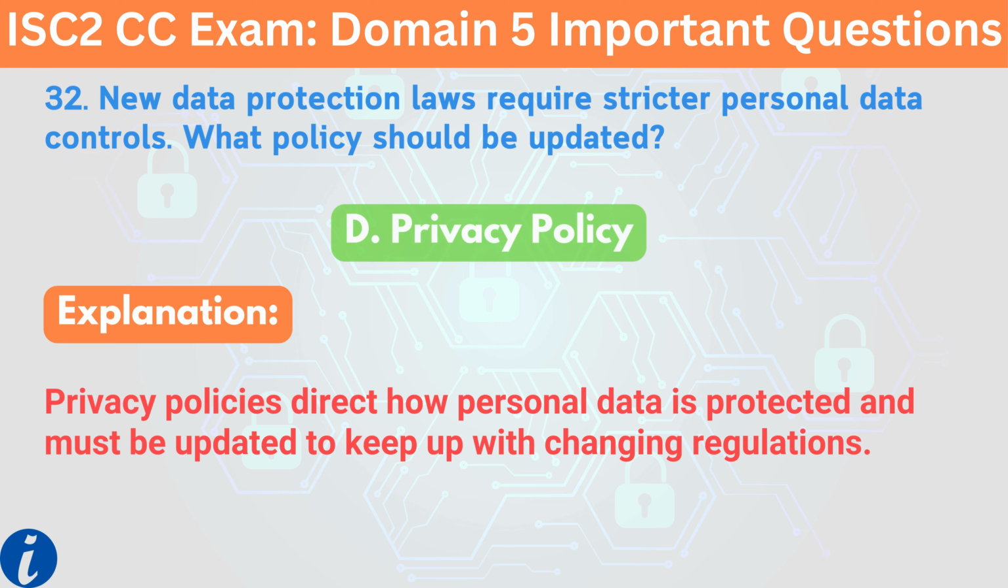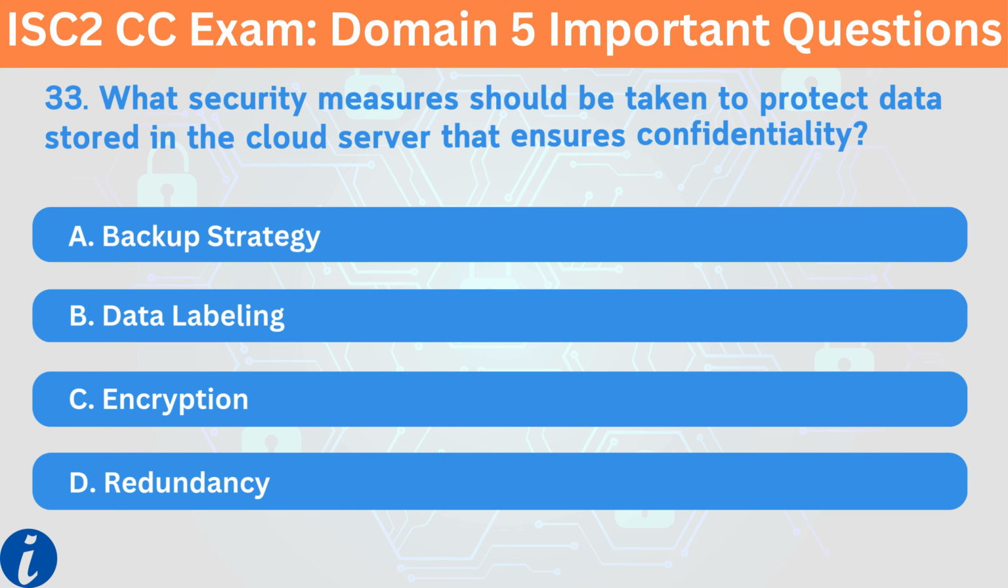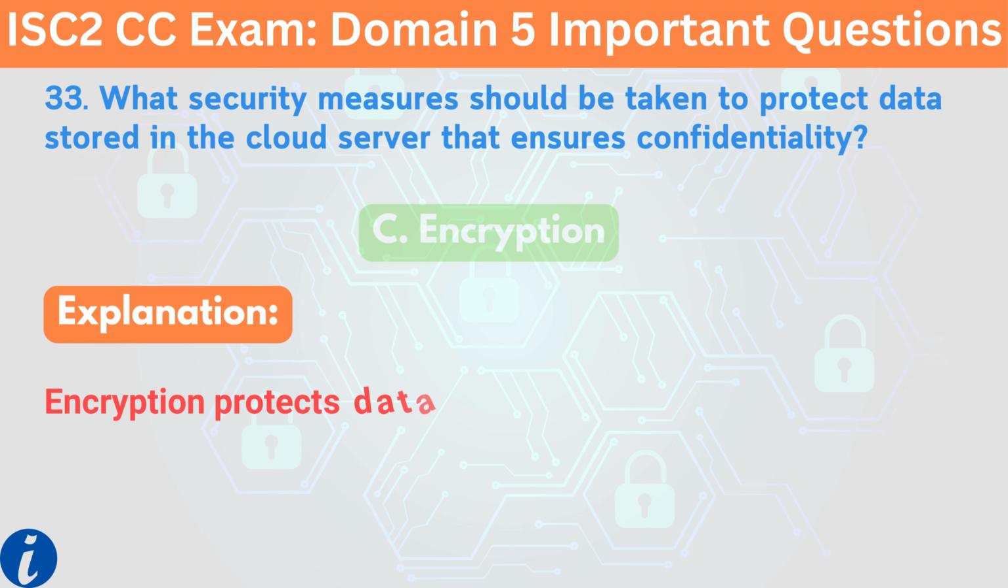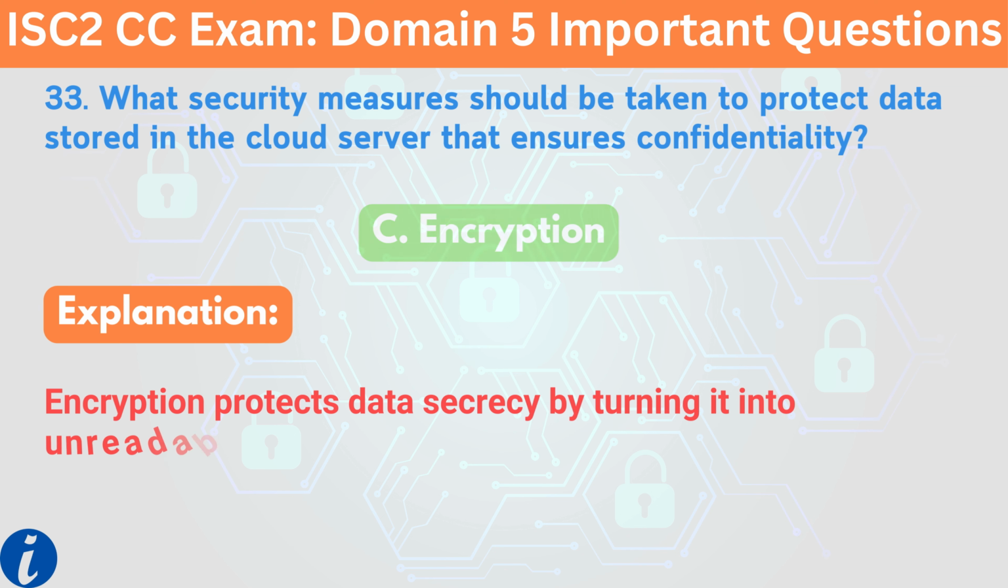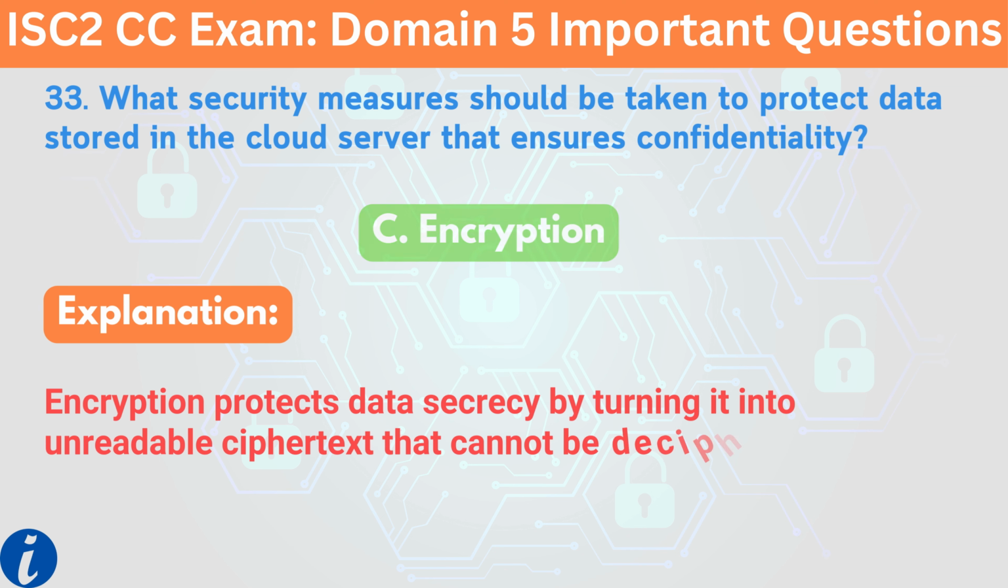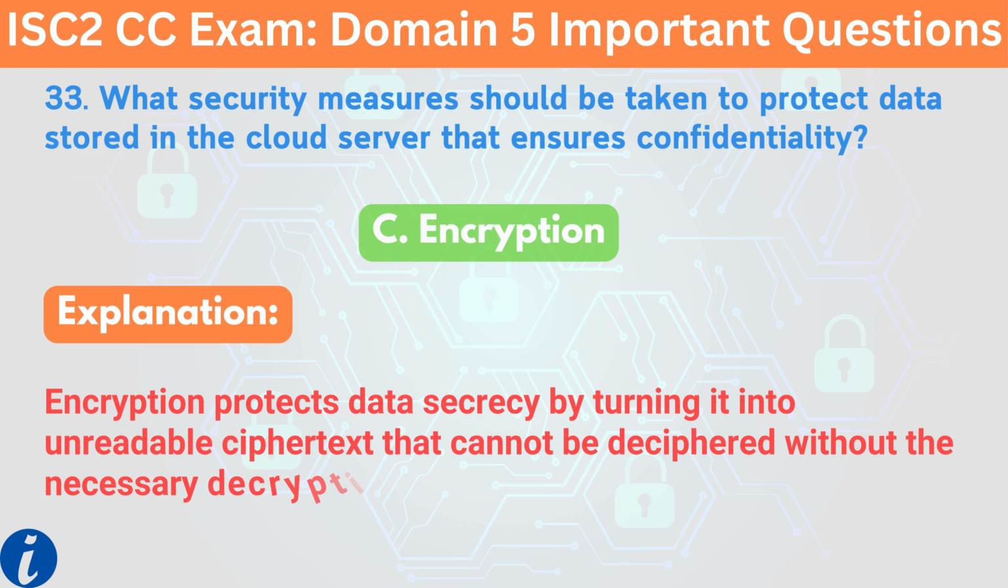regulations. 33. What security measures should be taken to protect data stored in the cloud server that ensures confidentiality? A. Backup strategy. B. Data labeling. C. Encryption. D. Redundancy. The correct answer is C. Encryption. Explanation. Encryption protects data secrecy by turning it into unreadable ciphertext that cannot be deciphered without the decryption key.